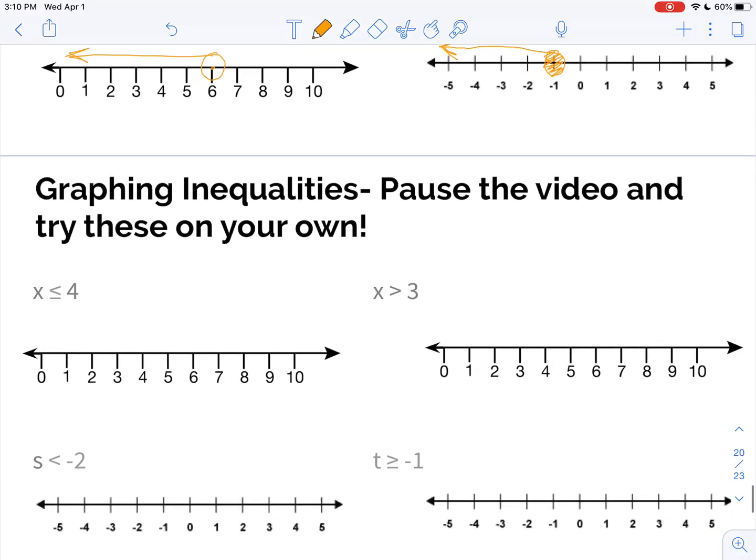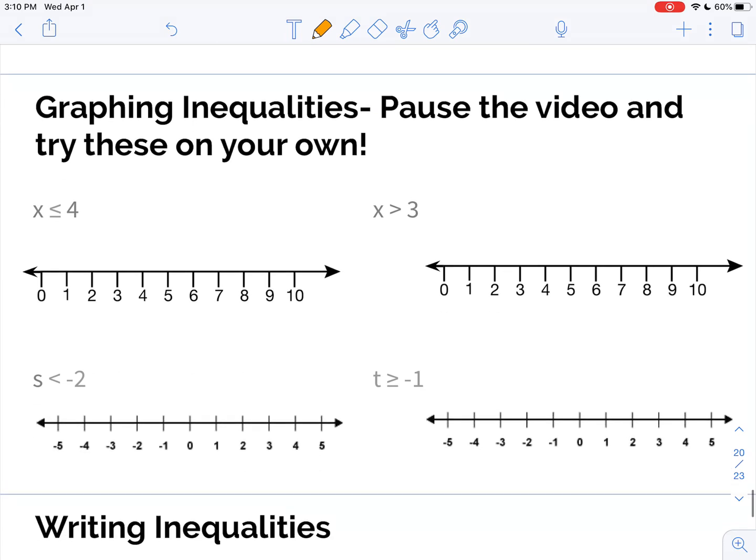Okay. So here are 4 more. I would like you to pause the video and try to figure out what you would do for all 4 of these. If you want to try them in your notebook and draw the number line, go for it, but you do not have to.